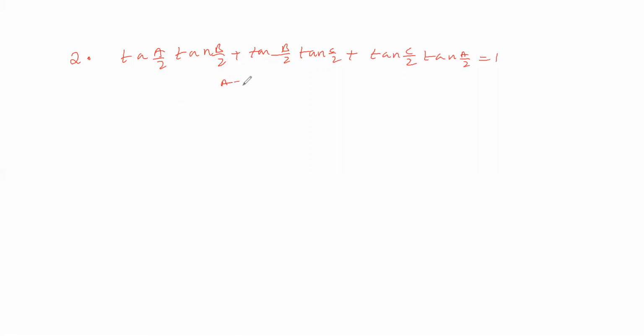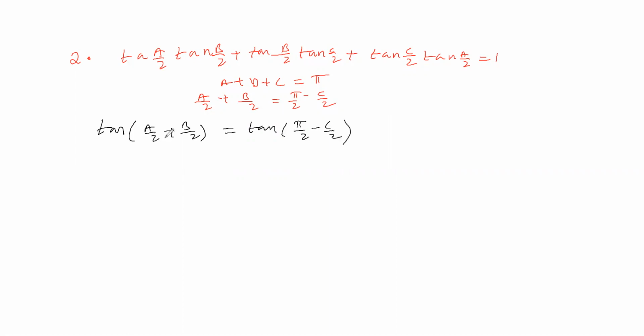We know that A plus B plus C is equal to 180 degrees, pi radian. If you divide this equation by 2, A by 2 plus B by 2, C by 2 take to the right side. So pi by 2 minus C by 2. Now you take tan on both sides. Tan of A by 2 plus B by 2 is equal to tan of pi by 2 minus C by 2.